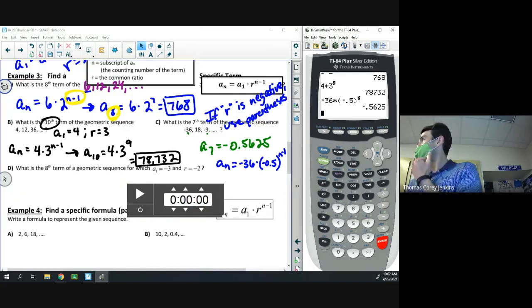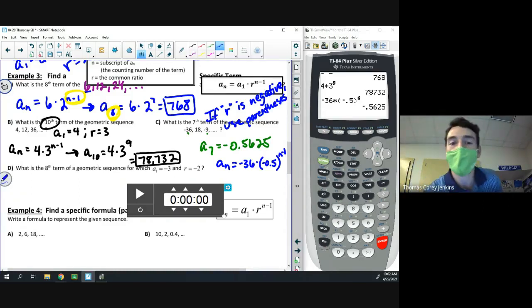Any questions on that? All right. And then looking at D, Chelsea, were you able to come up with what the 8th term is on D? All right. How about Logan? D.